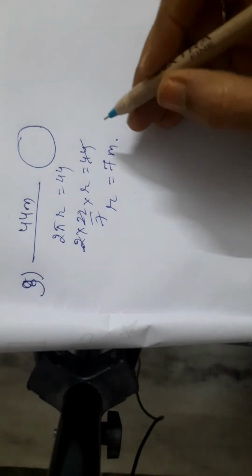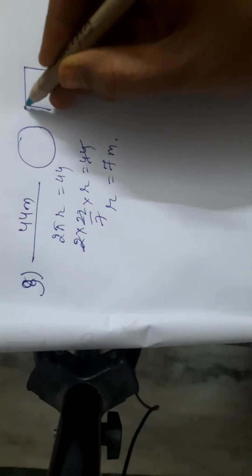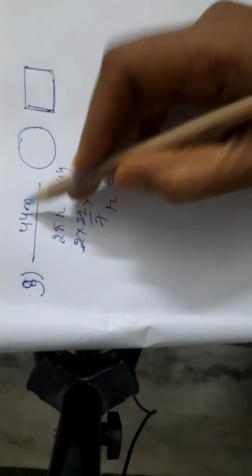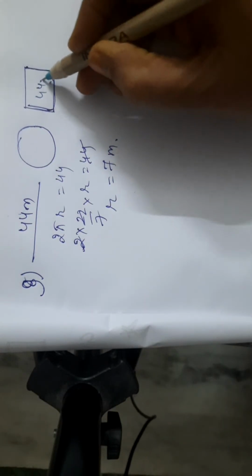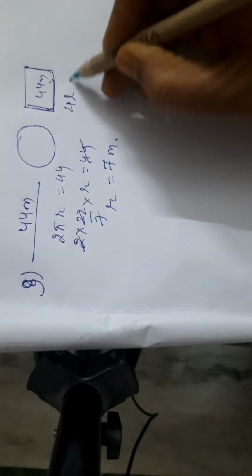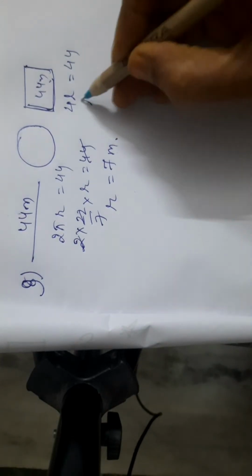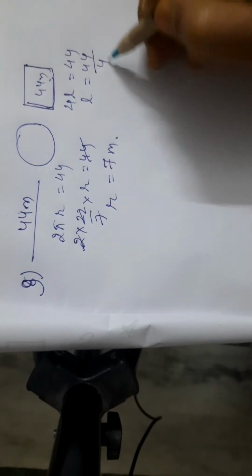Now the same wire is being changed into the circle. Find the radius of the circle. Also find its area. Then it is given, next the same wire is bent in the shape of a square. What is the length of each side? If the same wire is bent in the shape of a square, then the perimeter of the square will be 44. Perimeter of square formula is 4L. So 4L is 44. Thus L is 11.